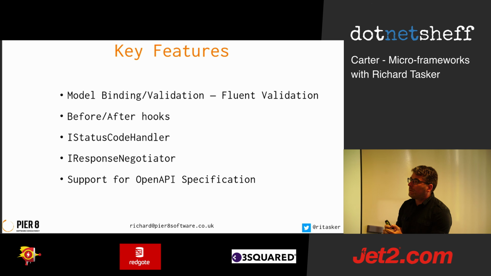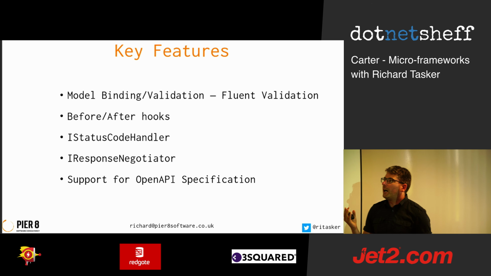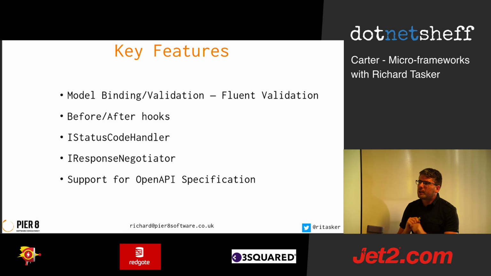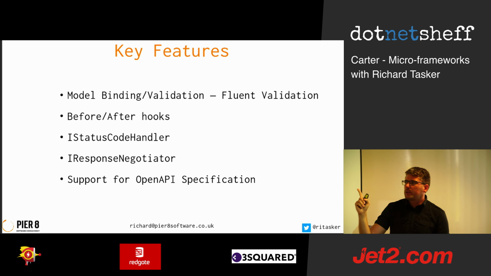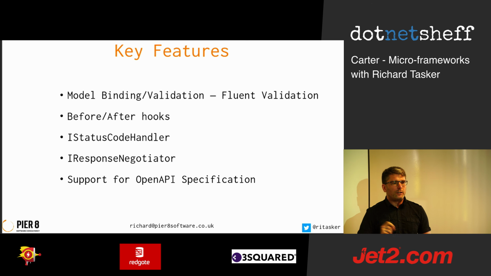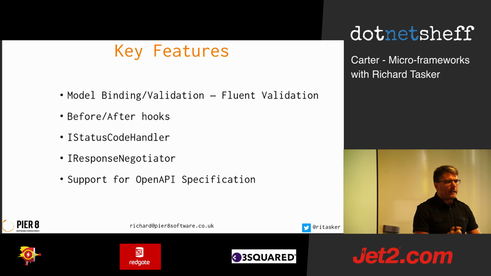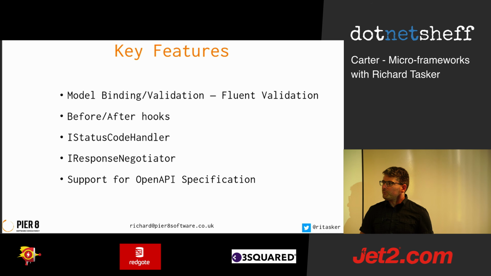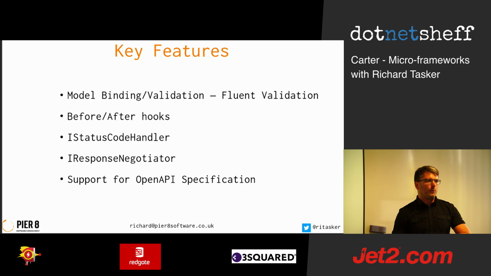We get model binding and validation with Carter, which uses FluentValidation. We get before and after hooks. We're not going to cover those today, essentially because with ASP.NET Core 3 and how they've re-implemented routing, these are less important now. If you want to learn more about routing and how it works in ASP.NET Core, I've got a link on my final slide, so take a photo.